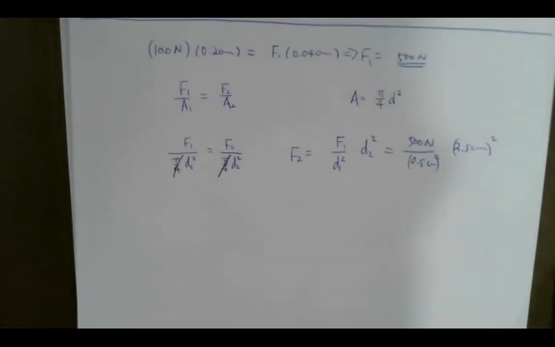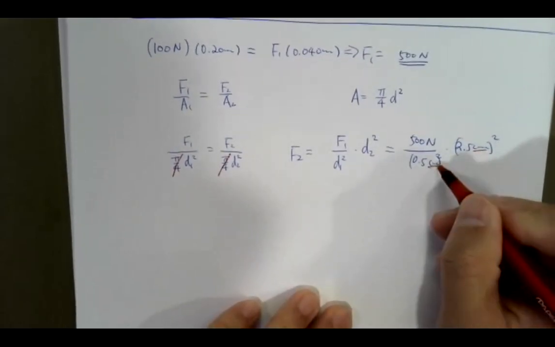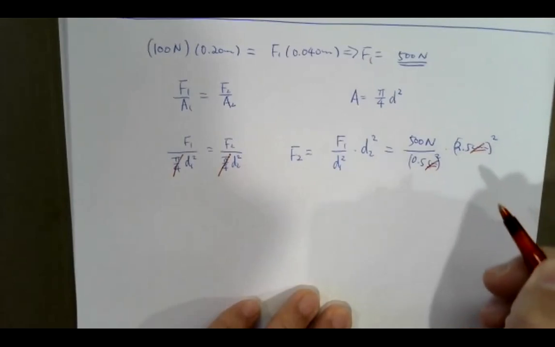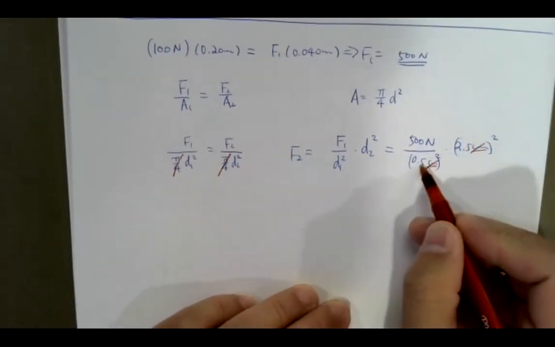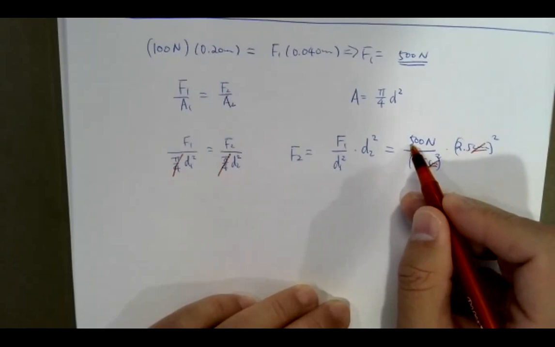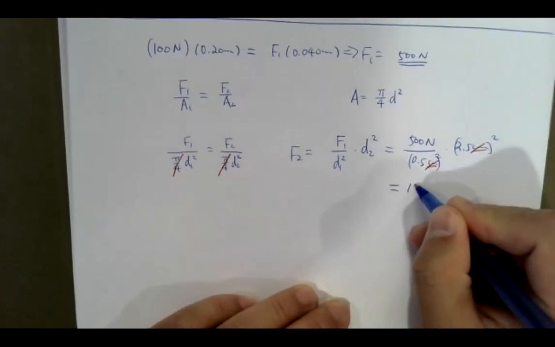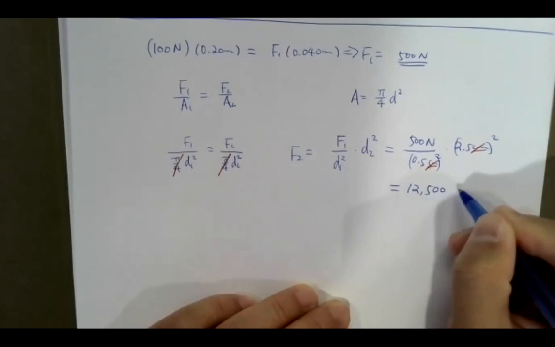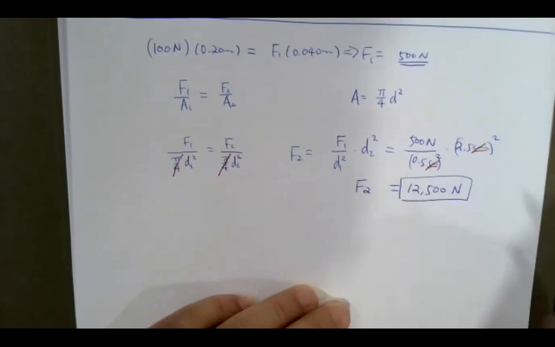You don't necessarily have to convert the centimeters, because they will cancel out, okay? So you don't have to convert those. Then 2.5 over 0.5 will give you 5. 5 squared will be 25. So it'll be 25 multiplied by 500. That's going to give you 12,500 newtons. Okay, so that's the output force as a result.